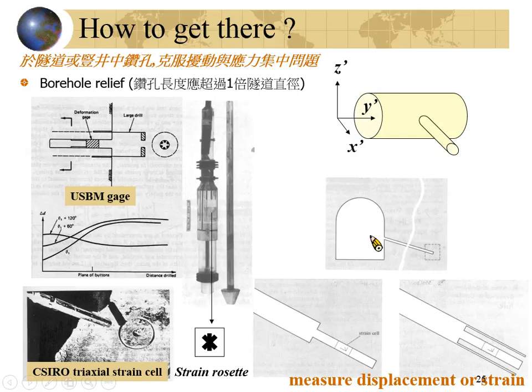So we drill a borehole outside the disturbance zone, put the gauge inside the borehole, and leave the device there. Then I overcore it. Then I can measure the displacement related to the stress relief, and then I can back-calculate the in situ stress.